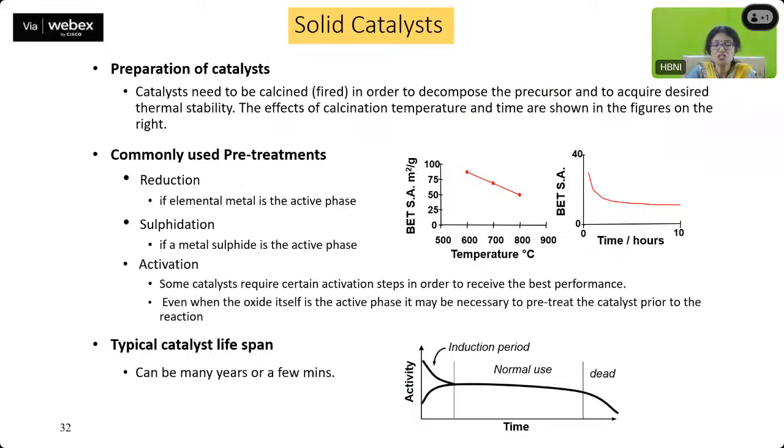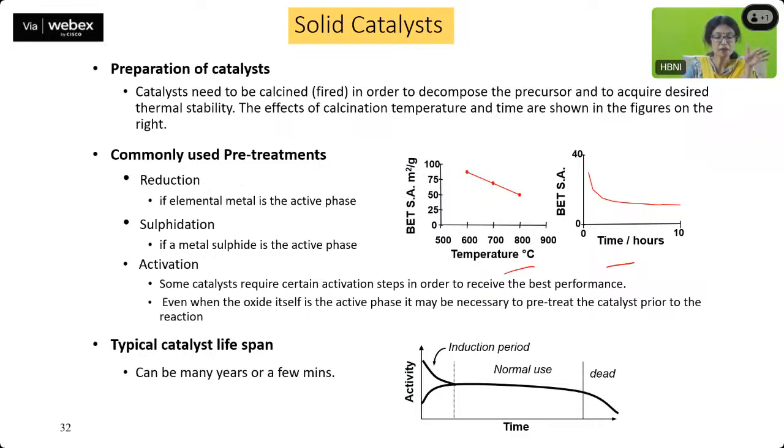The effect of calcination temperature and time are shown in these figures, as you can see over here: how the pre-treatment is done for a particular catalyst. Some catalysts, even after you prepare them, mostly metals, are prepared using reduction techniques. If you have a metal sulfide as a catalyst, then you do sulfidation. In many cases, the catalyst will require some kind of activation step to derive the best performance out of it.